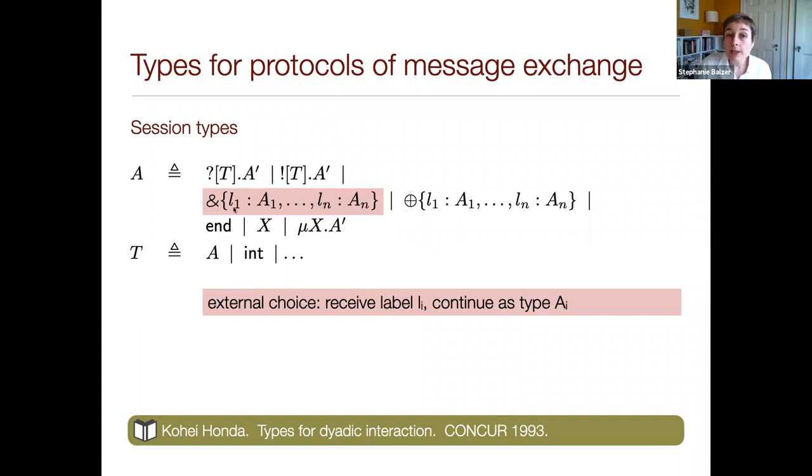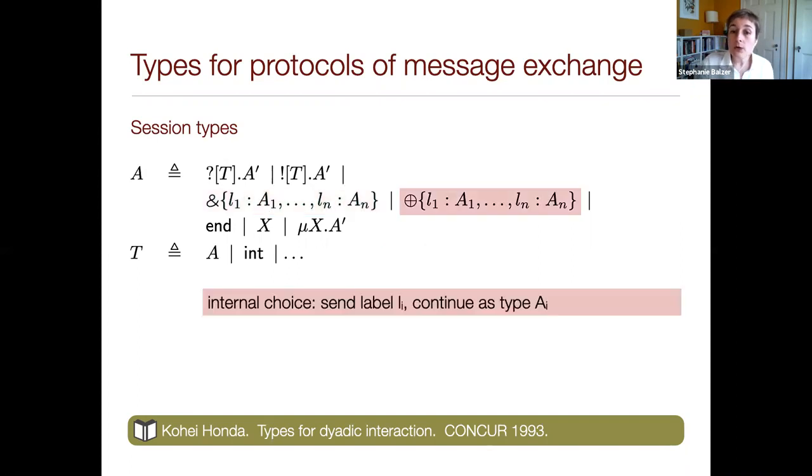All right, so what does this session type say? A process of this type says, you can send me any of the labels L1 to LN. And depending on the label that you choose, I will continue with the session A1 up to AN. So if I receive the label L1, I will continue with session A1. The dual to the external choice, where the client chooses, is the internal choice, where the process itself chooses. Here the process says, I will send you any of the labels L1 to LN, and after that, I continue with session A1.